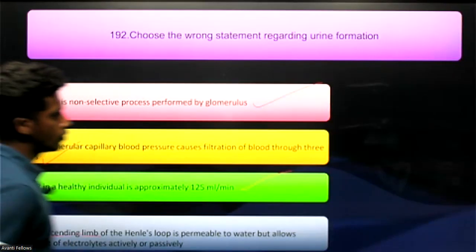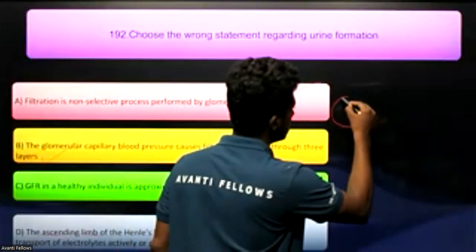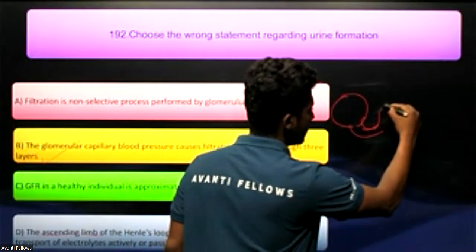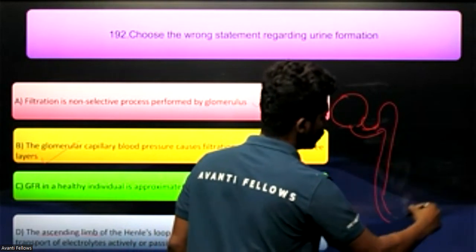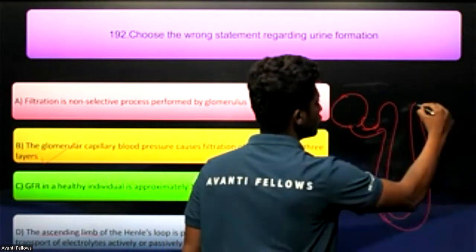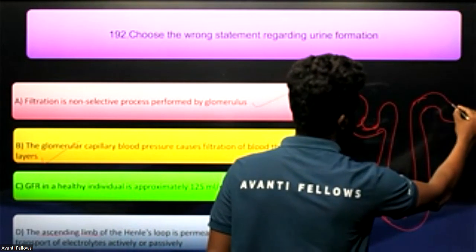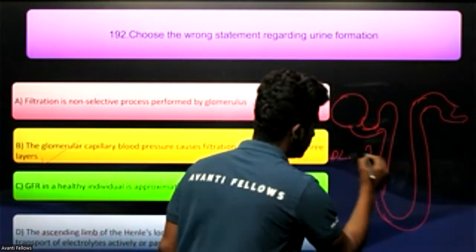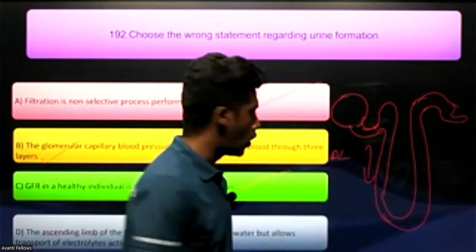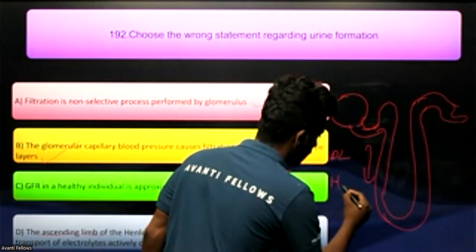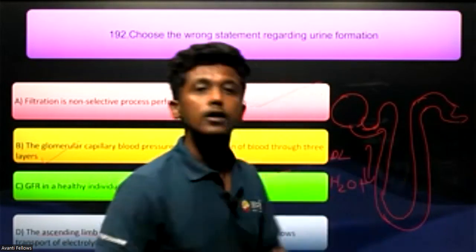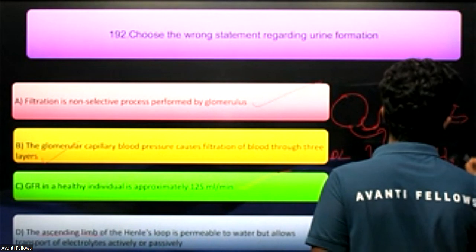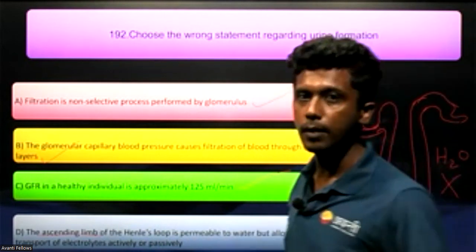The ascending loop. So you know that we have the glomerulus, we have Bowman's capsule, then the proximal convoluted tubule, then the descending loop, and then it goes to the ascending loop. This is a very rough structure, and then we have the distal convoluted tubule. Correct? So when we talk about the descending loop, I'll write DL, descending loop, it is permeable to water. So H2O, I'll write it as positive. That means it loves water. Water permeability happens. Whereas in the ascending loop, no water gets in or out. So it is highly impermeable to water.